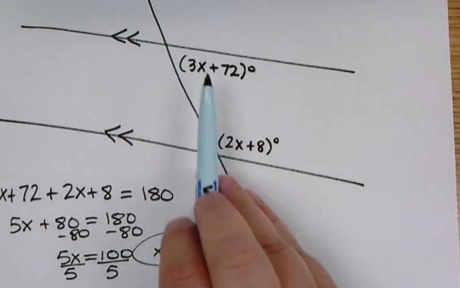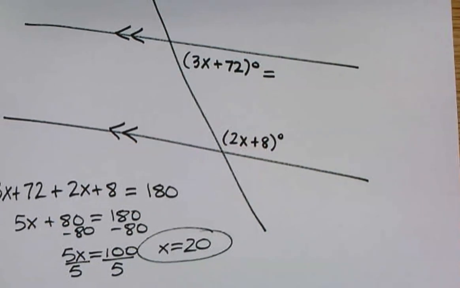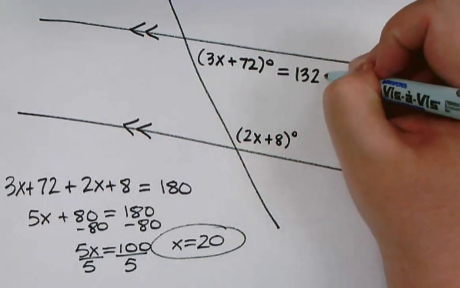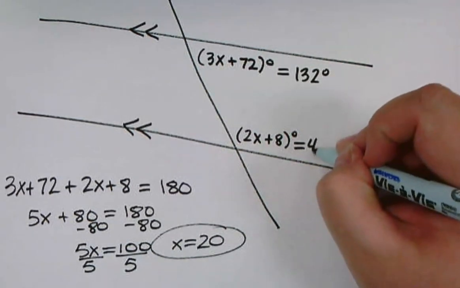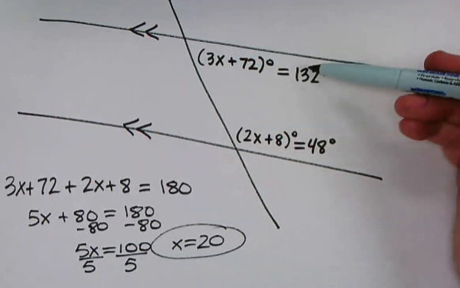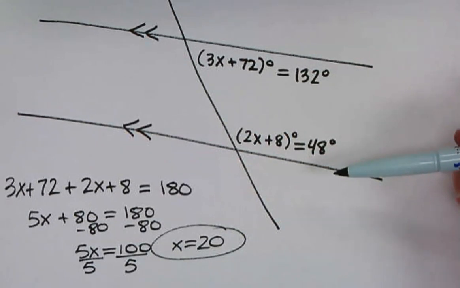So there's the value of x, and if I want to know the angle measures, I can go take that back and plug it in. When I do, if you haven't, pause and check. What I'll get here is 132 degrees and 48 degrees. Check yourself by asking yourself, are these two supplementary? Do they add up to 180? Because that's what same side interior angles are supposed to do. And yes, they do, so we did it right.